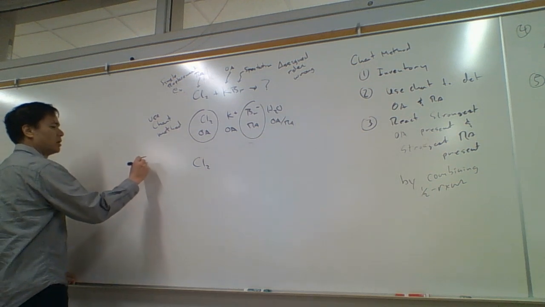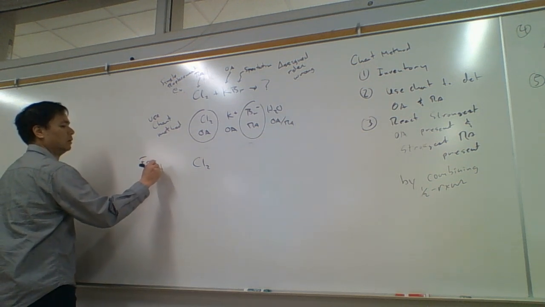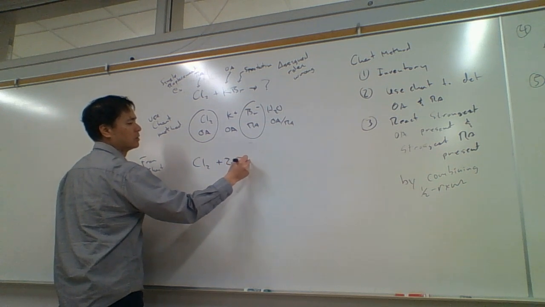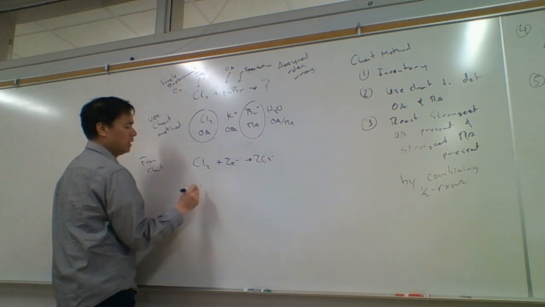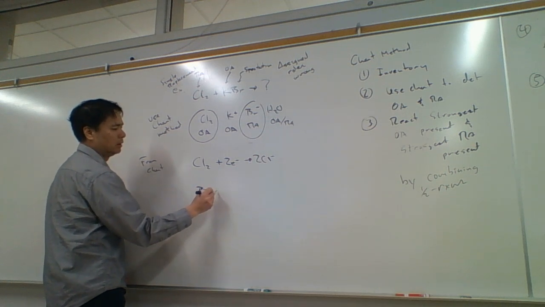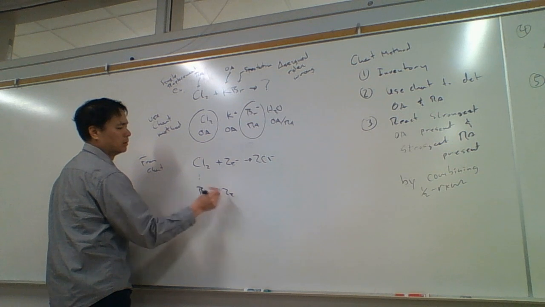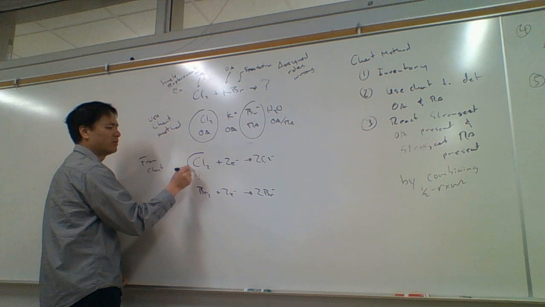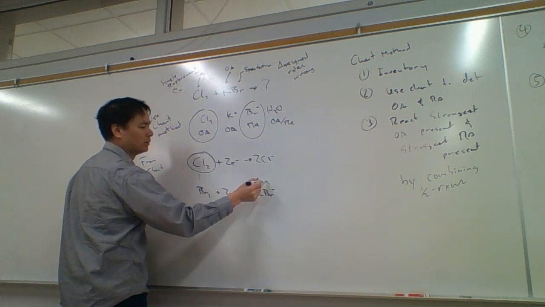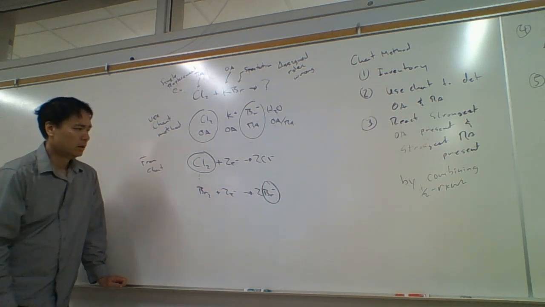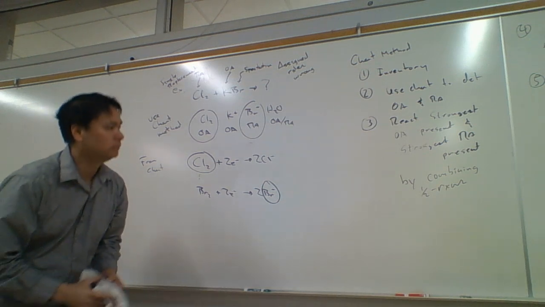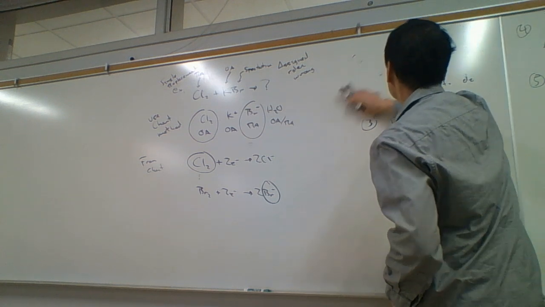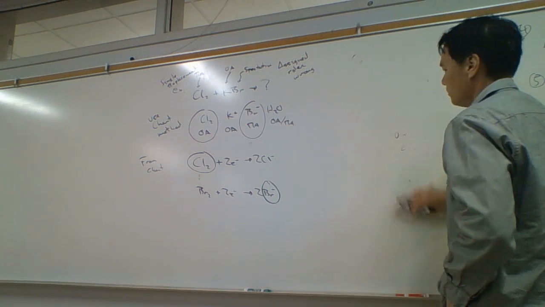And so this is from the chart. We see that chlorine plus 2 electrons goes to 2 chlorides. And then we see down here bromine plus 2 electrons goes to 2 bromides. Now what we have is we have chlorine and we have bromide present. And so this is what we're going to do. We're going to combine these two, what we call half reactions.